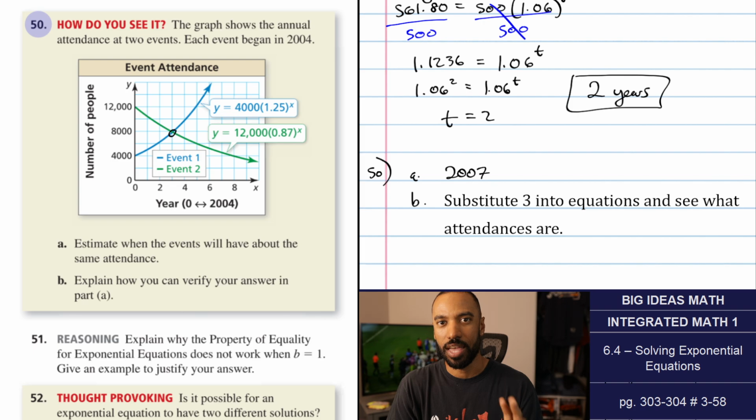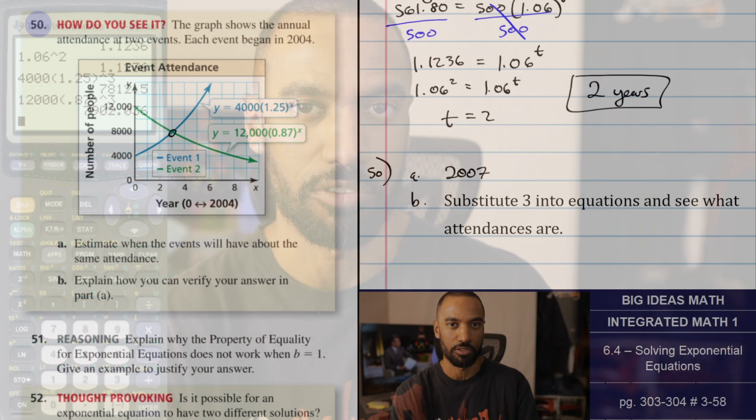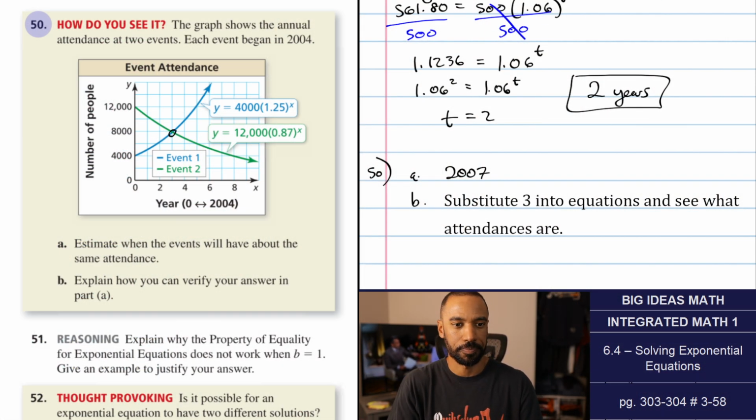Now, keep in mind, 2007 is 3 years after 2004. I don't substitute 2007 into the values. I substitute 3. I know I hid the equations from you, but if I do 4,000 times 1.25 cubed, that's the attendance, and here I do 12,000 times 0.87 cubed, it's going to be close to the same number. That's the goal, right? So about the same. It's supposed to be a little more after 3 years when they're the same, but that's the verification. You can, of course, also graph these equations and use the intersection feature. That might be what they really wanted you to do.